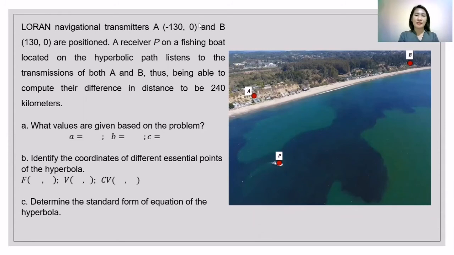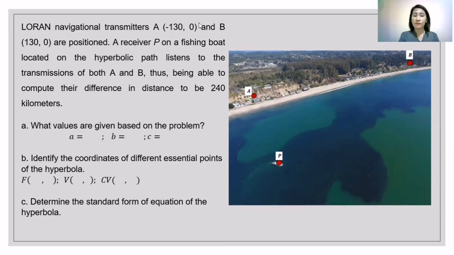LORAN navigational transmitters A at -130 and B at +130 are positioned. A receiver P on a fishing boat located on the hyperbolic path listens to the transmissions of both A and B, thus being able to compute their difference in distance to be 240 kilometers. So here are the questions to be answered. Letter A. What values are given based on the problem? So we have to solve for A, B, and C. Letter B. Identify the coordinates of different essential points of the hyperbola.